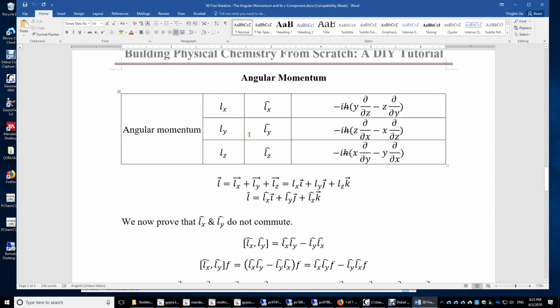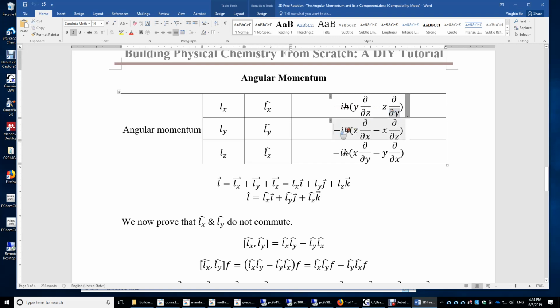Now we'll talk about the angular momentum. First, angular momentum Lx, Ly, Lz are the 3 components of the three-dimensional angular momentum. They have corresponding operators, and the operator Lx is simply negative i h bar times y times delta over delta z minus z times delta over delta y. So what is this? This is simply y times the pz operator minus z times the py operator. The pz operator is negative i h bar times delta over delta z, and the py operator is simply negative i h bar times delta over delta y.